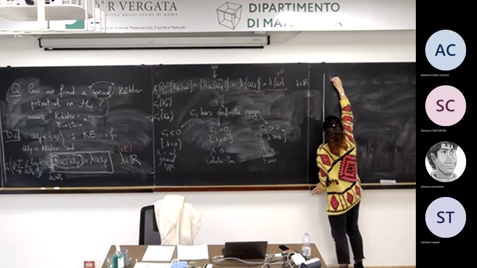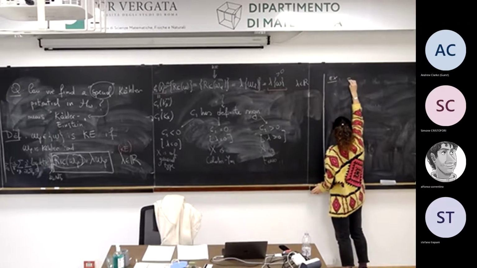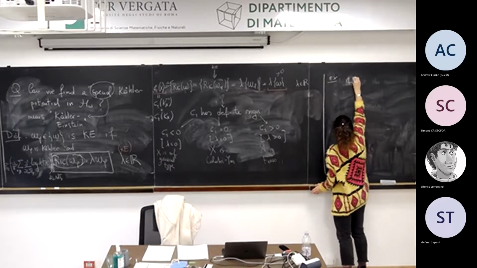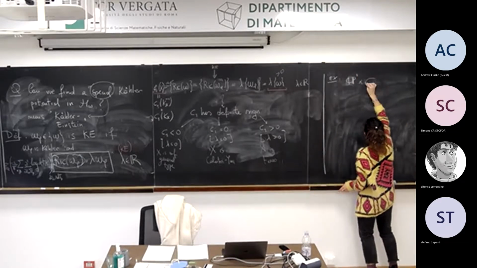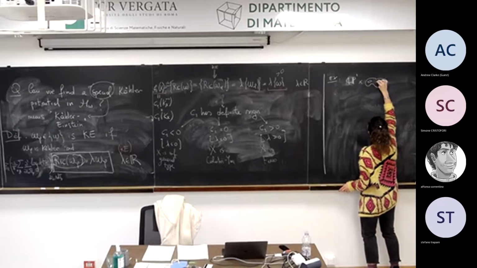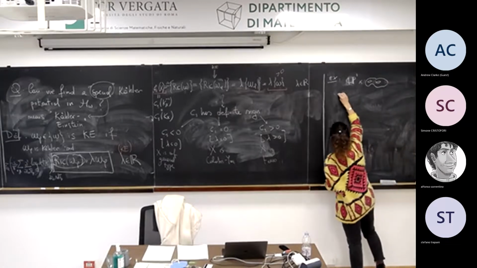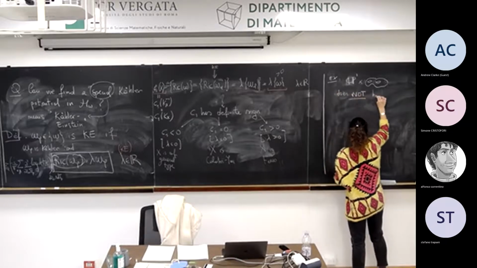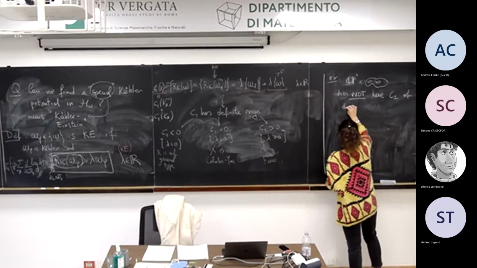So examples. If I take the sphere S^2, so CP^1, the Riemann sphere, times a curve of genus 2, for example, the surface with two holes, then this does not have c_1 of definite sign, okay?